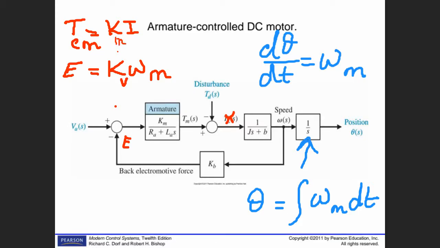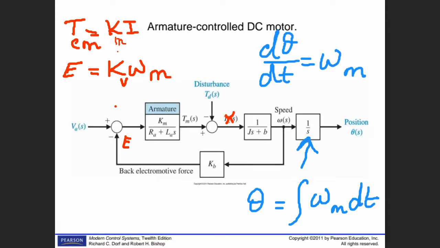Yeah, okay. Km times I, so you multiply with Km here. First we obtain current, then multiply with Km, we obtain torque mechanical here. I call it torque electromechanical, by the way. And we compare it with the load torque. Then we multiply with this one.